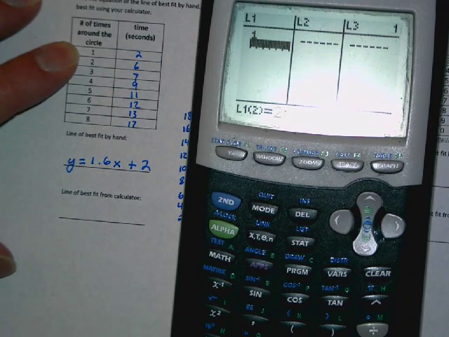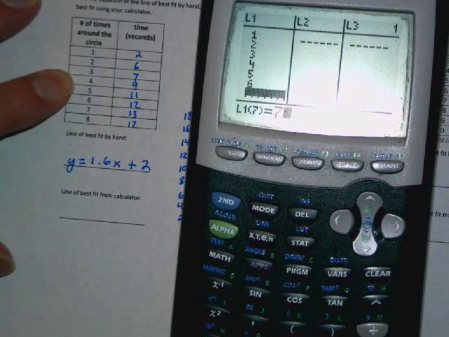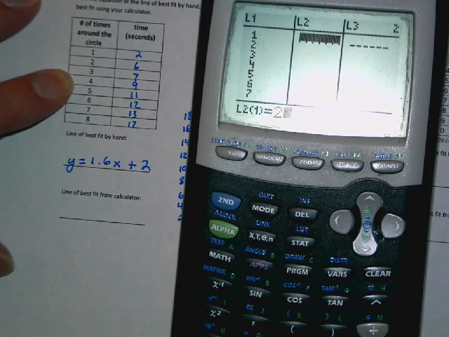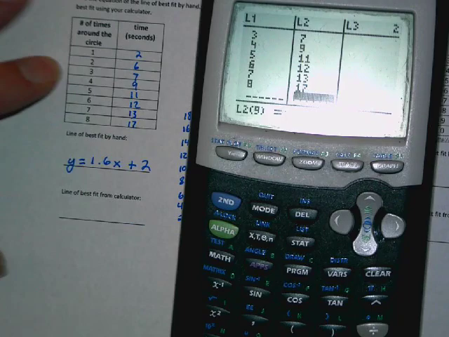So our x's go under L1: 1, 2, 3, 4, 5, 6, 7, and 8. And then our y's are going to go under L2: 2, 6, 7, 9, 11, 12, 13, and 17.